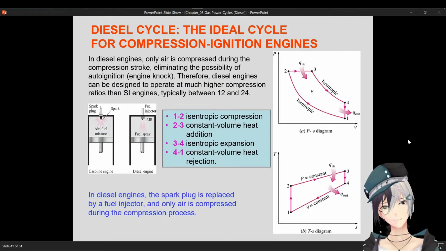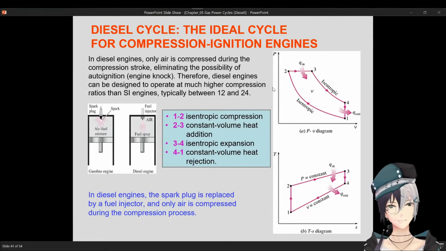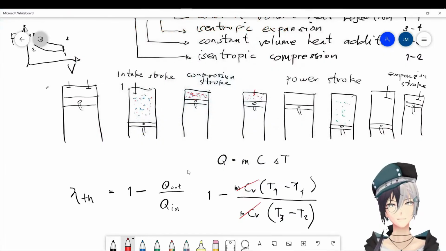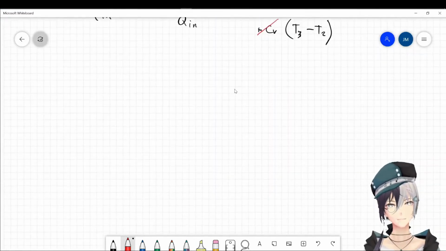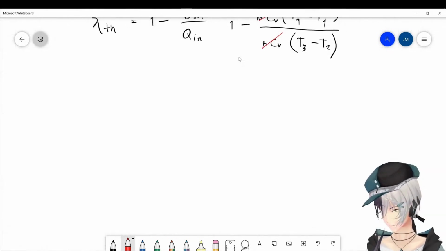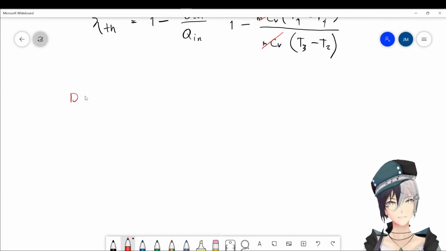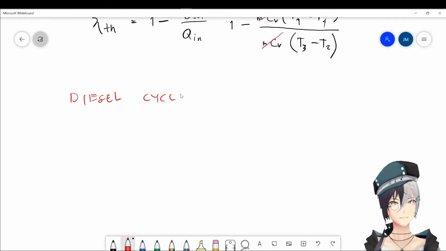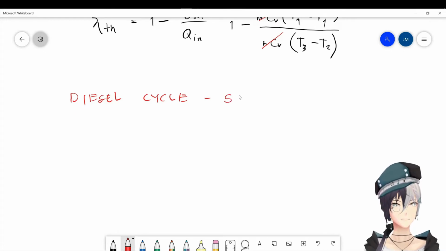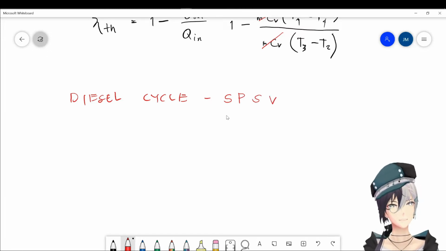So we now have the diesel cycle, and we have this code again for the diesel cycle. So what's the code for the diesel cycle? SPSV. Okay, so SPSV.